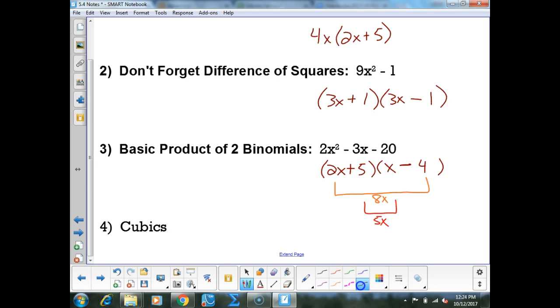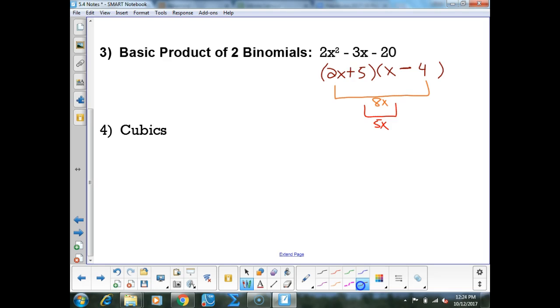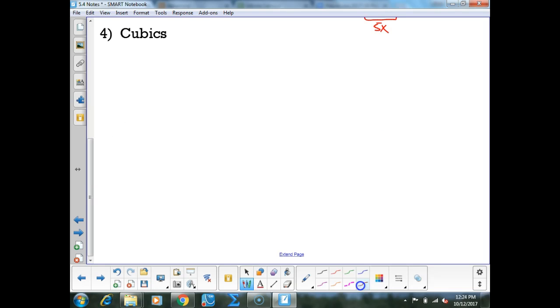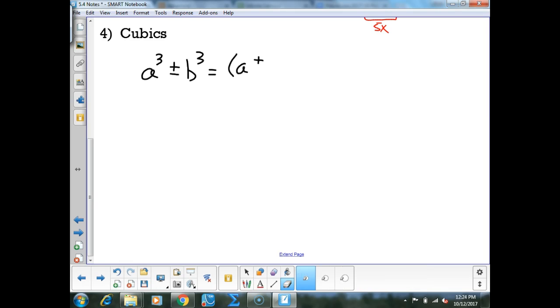So with cubics, there are two special formulas that I feel are note card worthy. Wink, wink, nudge, nudge. And that is a cubed, and I'll go plus or minus b cubed here. That's going to equal a, actually here, let's do this. Let's be smart about this, Linsmeyer. Let's go all crafty.